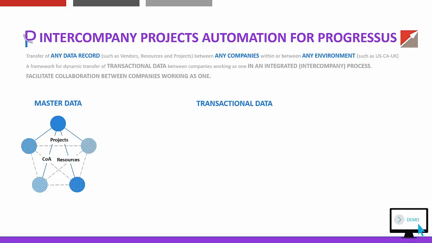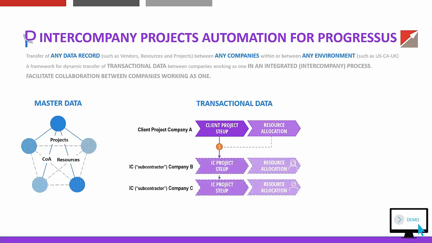So in this example now with transactional data, let's assume that we have a group, so a number of companies, and we have this company A, and they closed a project with a client. So they set up their client on the project, the client project, and they start to allocate resources. Now they realize that they need some resources, skills, capabilities, availability. They're actually employed in another company. They are in company B and company C. So what they do is they automatically create an intercompany project in company B and C, where the resources are allocated to the project in company A.